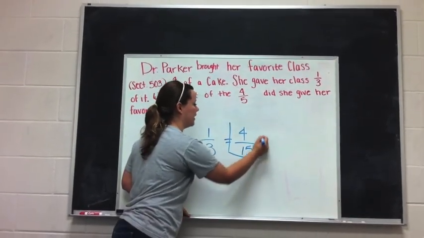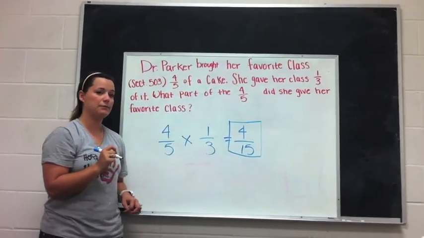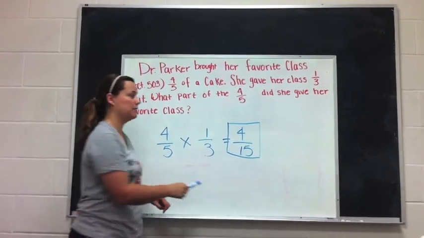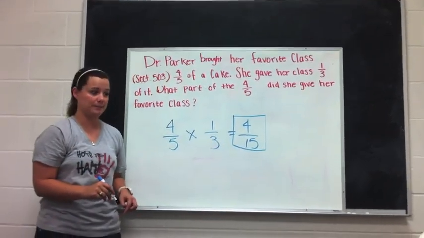This is as simplified as it can get, but for future reference, if there's any number other than 1 that can be divided into the numerator and denominator, you must simplify it.